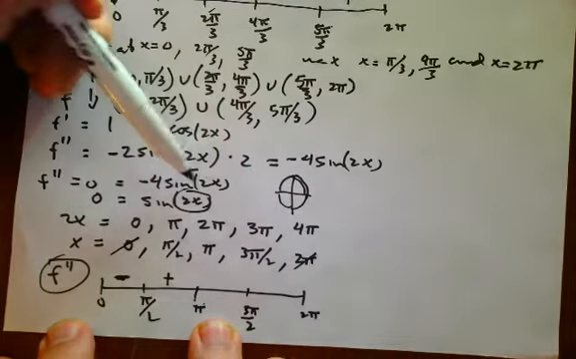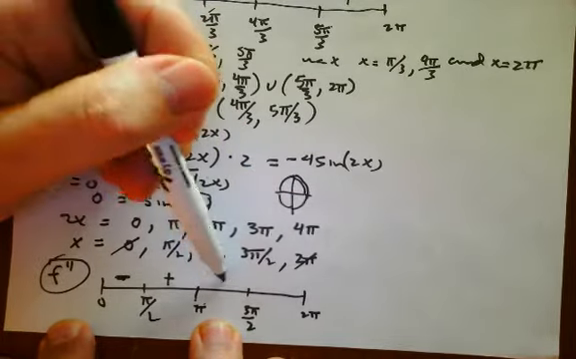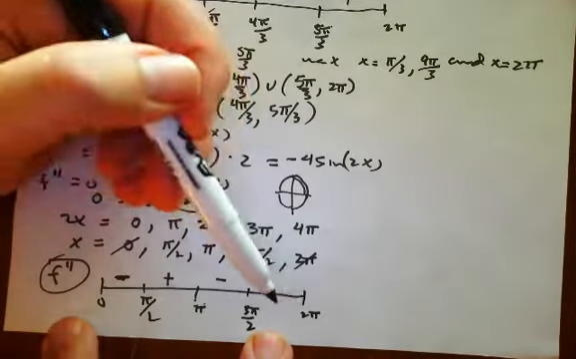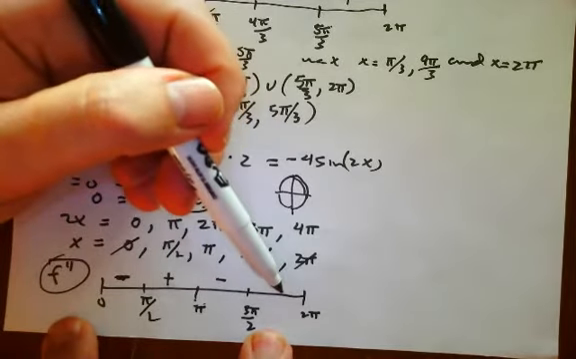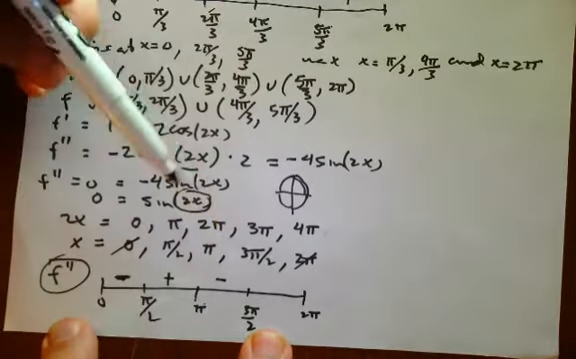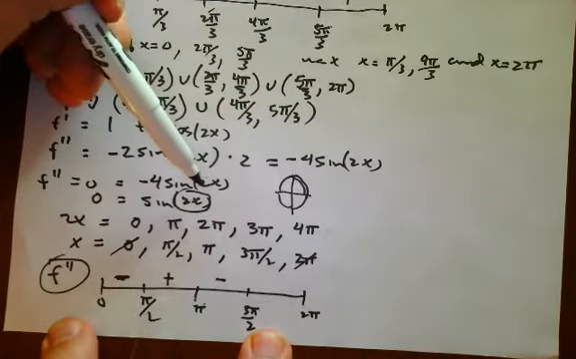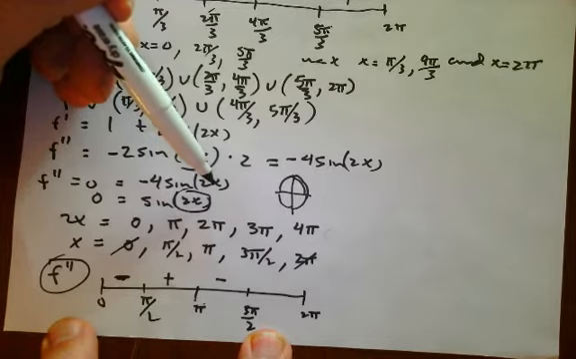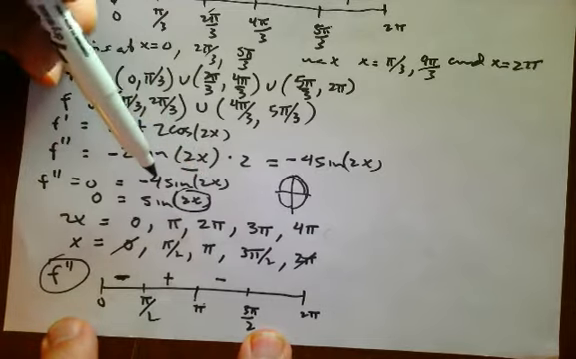Something between pi and 3 pi over 2. How about 5 pi over 4? 5 pi over 4 divided by 2 is 5 pi over 2's. And if I'm thinking about 5 pi over 2's, there's 1 pi over 2, 2 pi over 2, 3 pi over 2, 4 pi over 2. 5 pi over 2 looks like pi over 2. The sine of pi over 2 is 1. 1 times negative 4 is a negative.